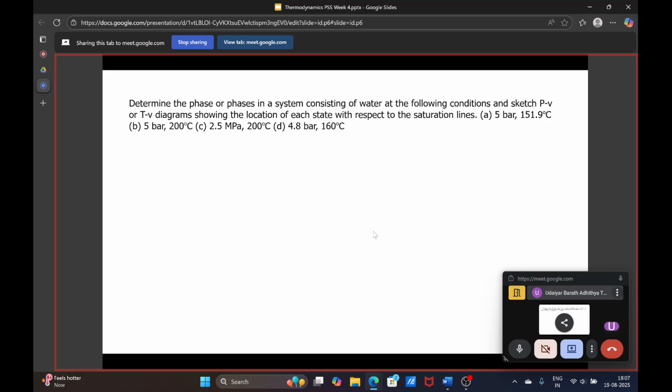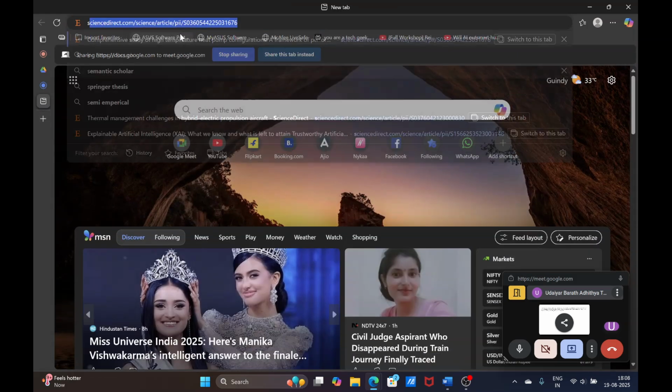So next question: determine the phase or phases in a system consisting of water at the following conditions, and sketch a PV or TV diagram showing the location of each state with respect to saturation lines. For this we will require the steam table.